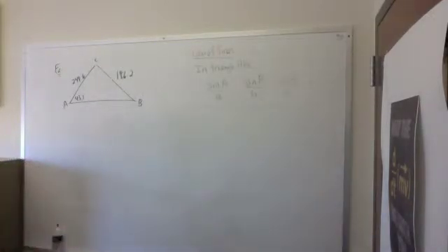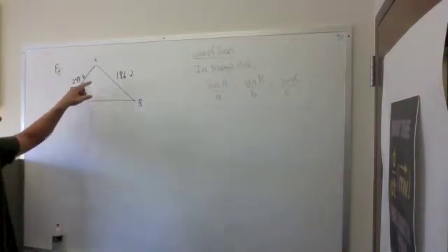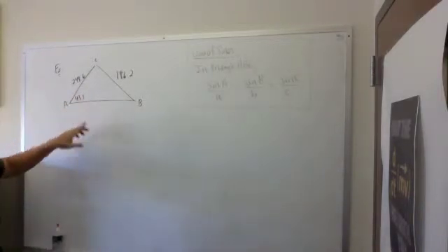Okay, so now I have another triangle. Suppose I have side-side-angle again. I have 186.2, 248.6, and 43.1. I want to use the law of sines to figure this out.